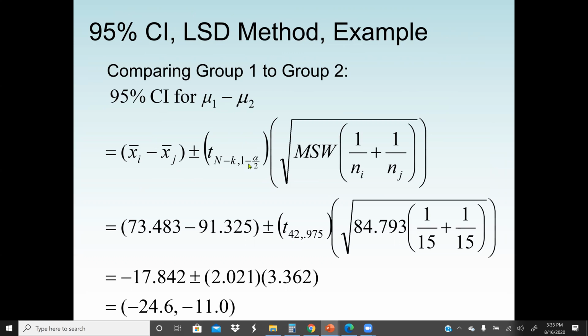These two values are very important. N minus k is the row, which is the degree of freedom for the row. Then 1 minus alpha over 2 will be our p-value for the column. If we know the column value and the row value, we can find the t-value. Then we multiply the t-value by the square root of MSW times 1 over n1 plus 1 over n2. So here we plug in all the values, and at the end we get the answer here.